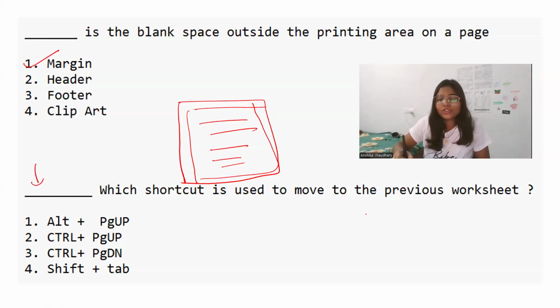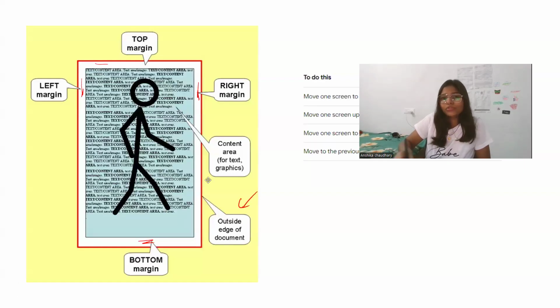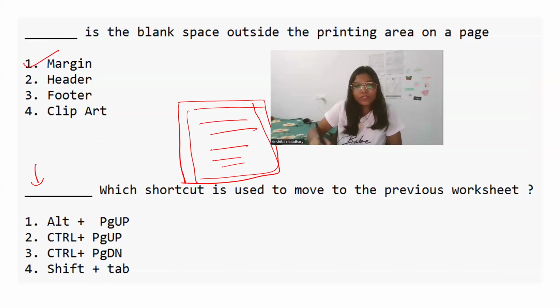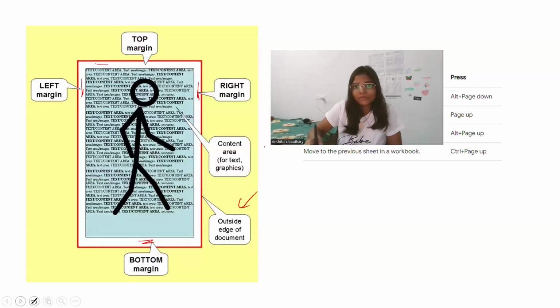Which shortcut key is used to move to the previous worksheet? So Alt plus Page Up, Control plus Page Up, Control plus Page Down, or Shift plus Tab. So it must be Page Up, but Alt or Control. So let me show you. One screen up in a worksheet, so Page Up, right? So what is it asking for? It is asking for moving to the previous worksheet.